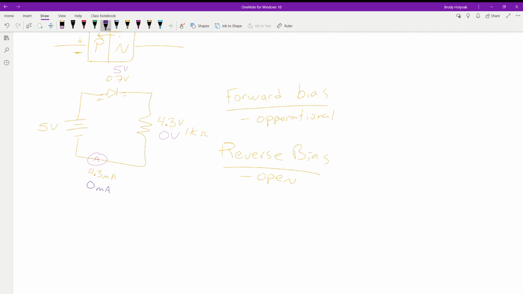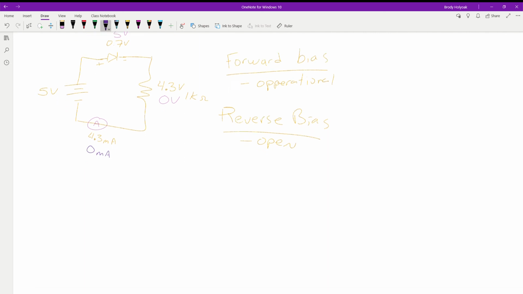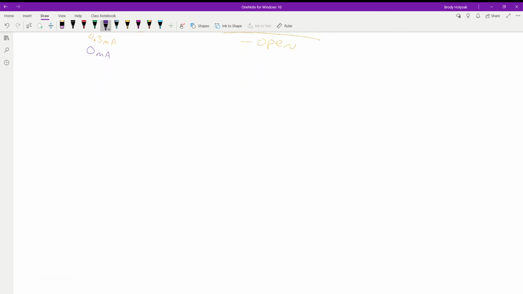Okay, so this is just the generic run-of-the-mill diode. There are different types of diodes you will be using throughout the program.